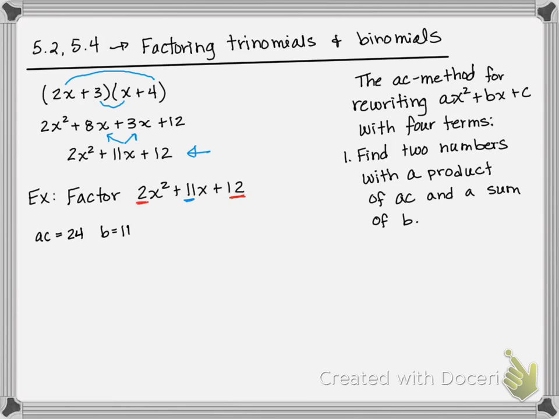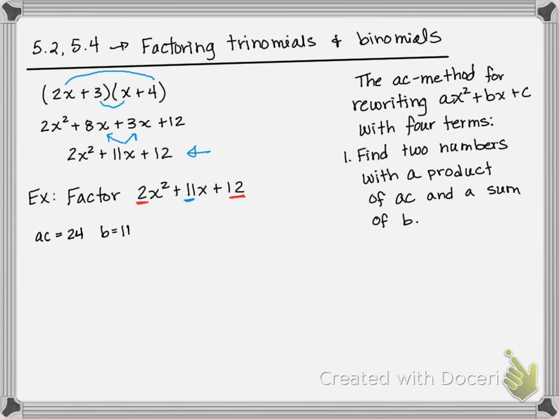That's just the standard form of a trinomial: we have 3 terms, and we label the coefficients A, B, and C. So first times last gives me my AC. That's got to be my product. And then the middle term has to be my sum. So the next thing we're going to do is list pairs of numbers that multiply to 24.